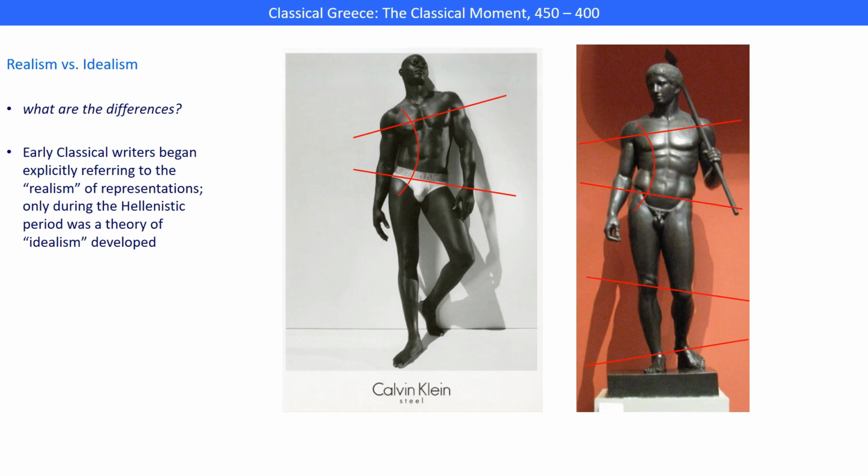It was actually during the classical period that writers began explicitly referring to the realism of the representations, using the word aletheia, or truth. Only during the Hellenistic period was a theory of idealism developed. However, as noted during our lecture on archaic art, we can give our own meanings to these words. For our purposes, I propose that naturalism and idealism coexist, rather than displace each other in some way.